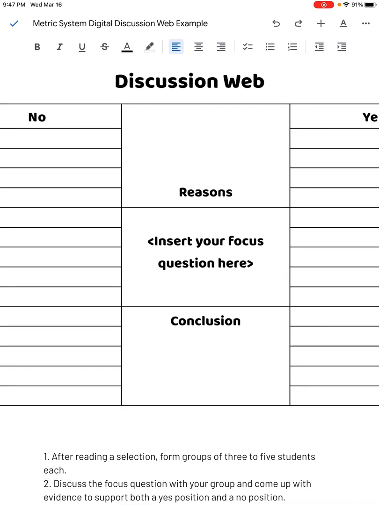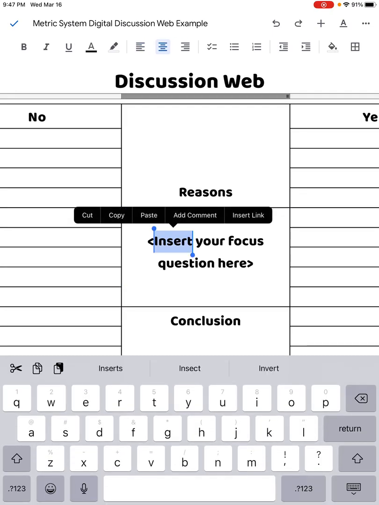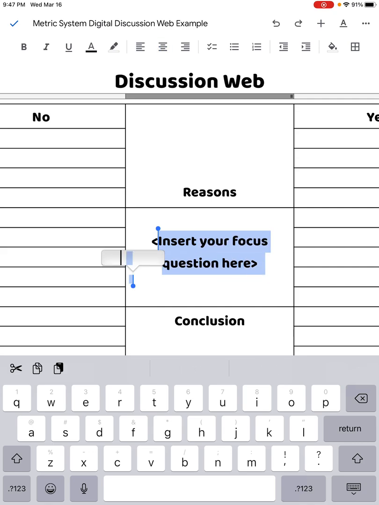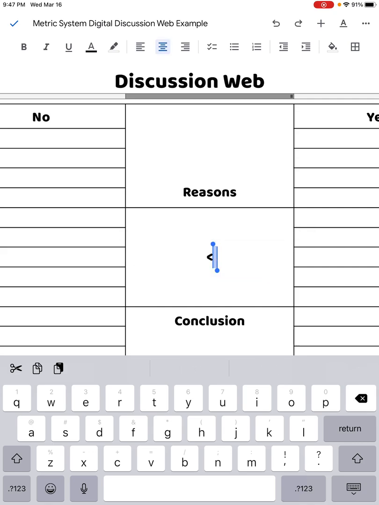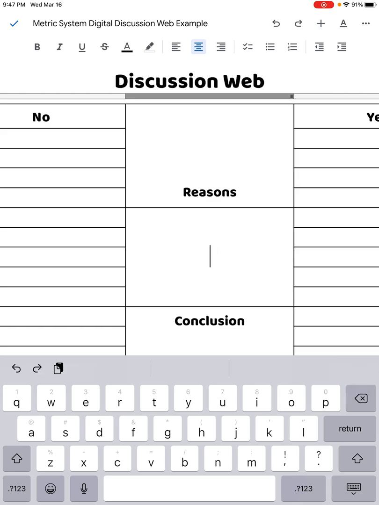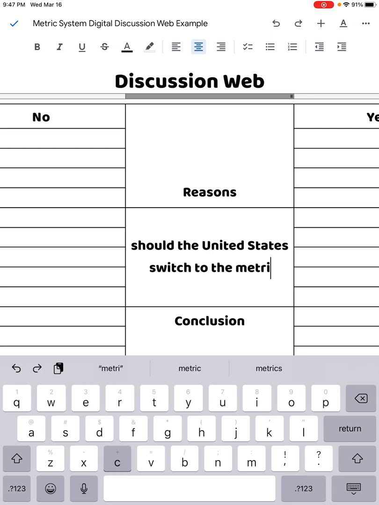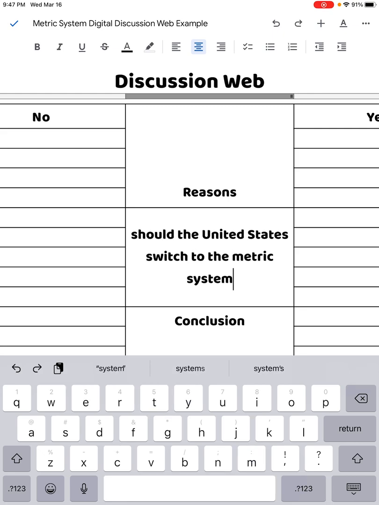So I'm just going to show you here, and we're going to go back to the metric system. And so I am going to just go in and delete that and type in what our focus question was. And that was, should the United States switch to the metric system? Sorry. Okay. And so I have my focus question in there. Should the United States switch to the metric system?